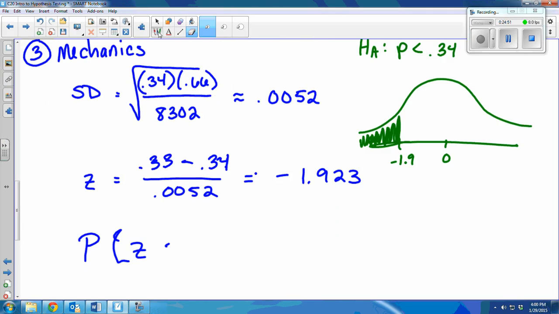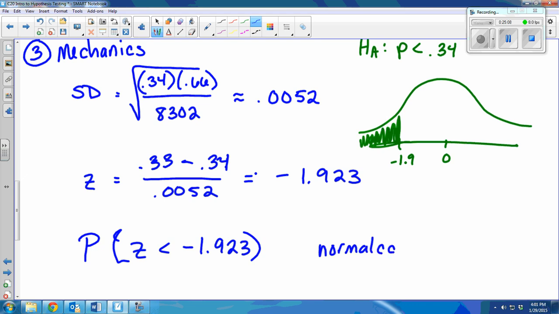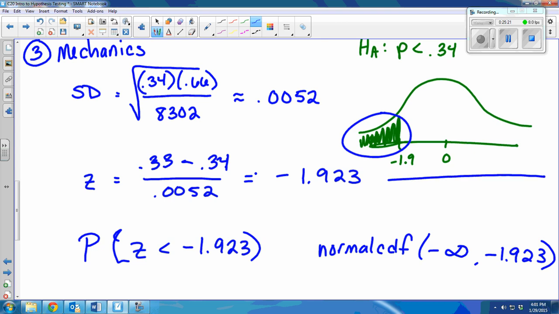Oh my goodness, sorry, my computer's going crazy. Z is less than negative 1.923. That shows you what you're doing to an AP grader. It shows me what you're doing. So I would like for you to have that. But in your calculator, you're just doing normal CDF. Since we're doing this lower tail, we're doing negative infinity to negative 1.923. And we're using the mean of 0 and standard deviation of 1 because we're using this normal model up here. Okay?